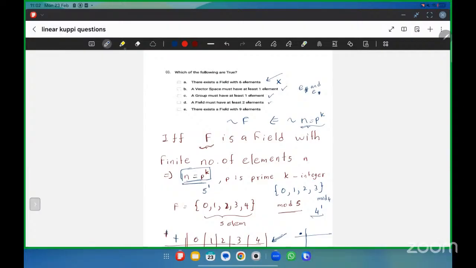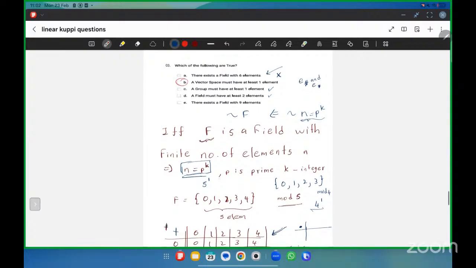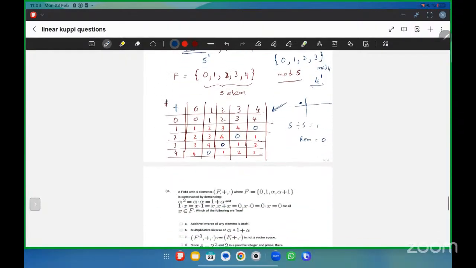Okay. For the vector space, we haven't covered that. We'll look at it later. And there exists a field with 9 elements. We can write 3 into 3, so 3 to the power 2. So there exists one field, but we can't say what the field is. So this also we leave for later.